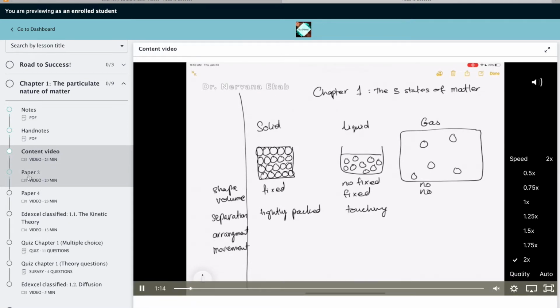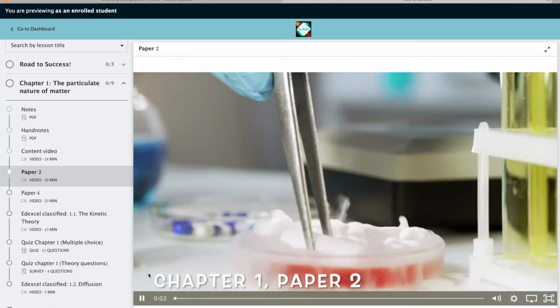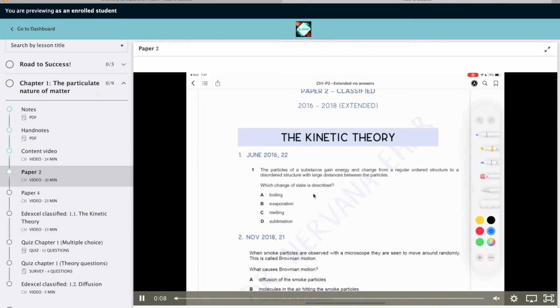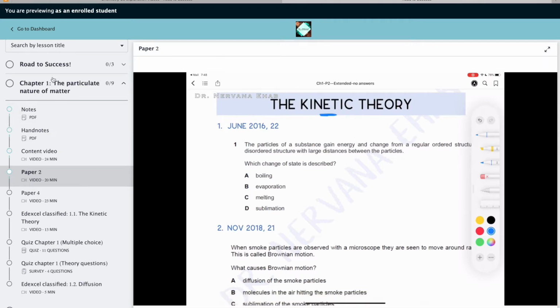The next video is just the classified. This is paper 2, which is the multiple choice questions that appeared. Sorry, this was actually not muted, so I'm going to go ahead and mute it and play it. These are questions that appeared in past papers from 2016 to 2018 on paper 2, the multiple choice questions that are related to chapter 1.